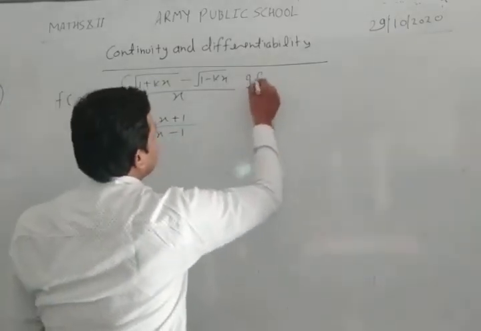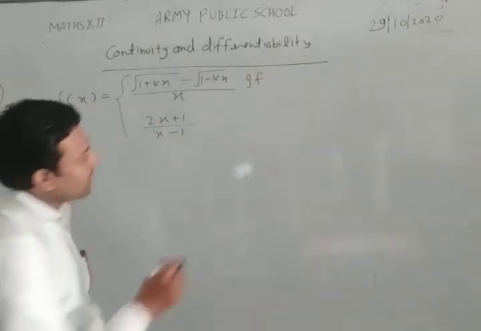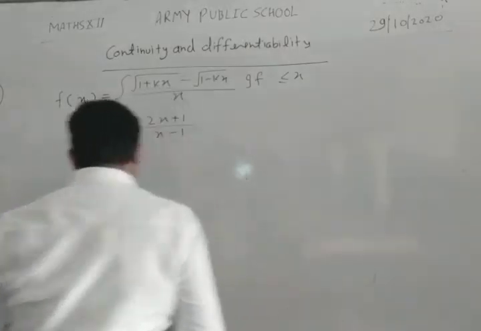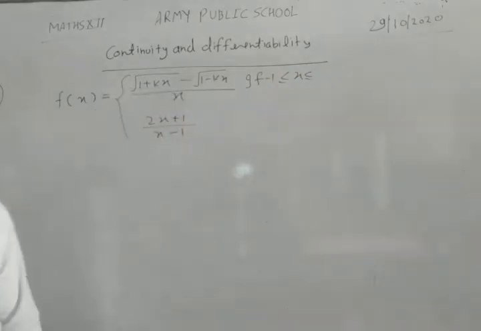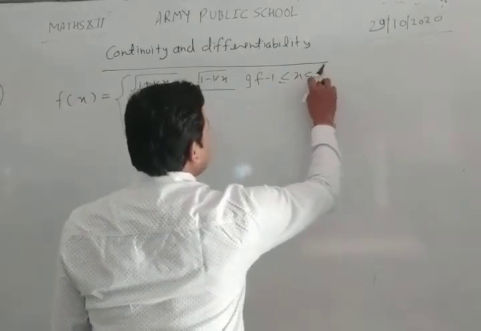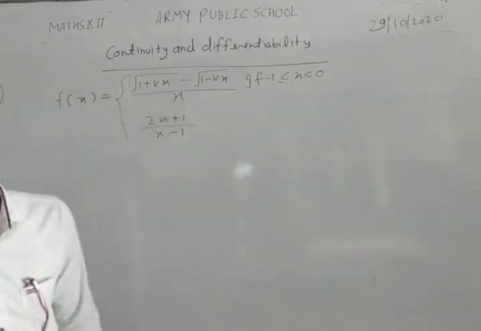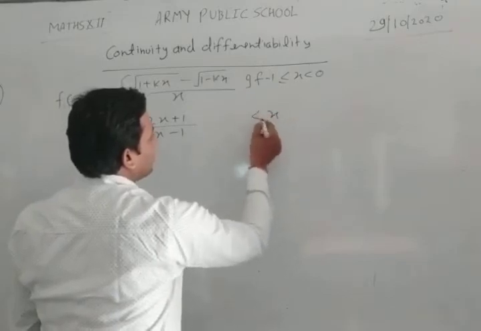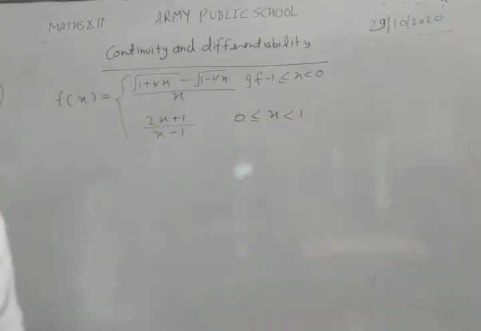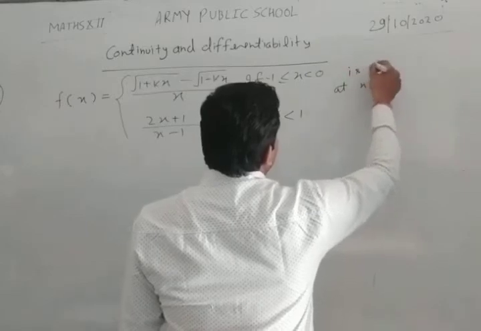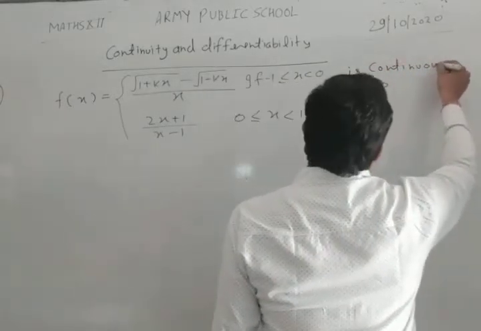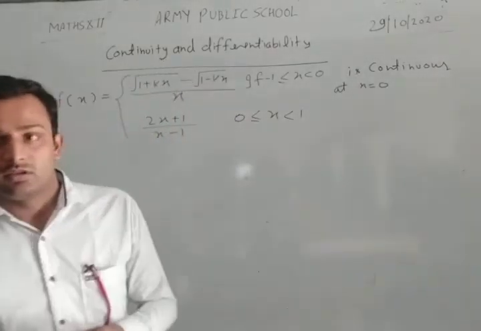If x is greater than or equal to minus 1 and less than 0, and if x is greater than or equal to 0 and less than 1, the function is continuous at x is equal to 0.